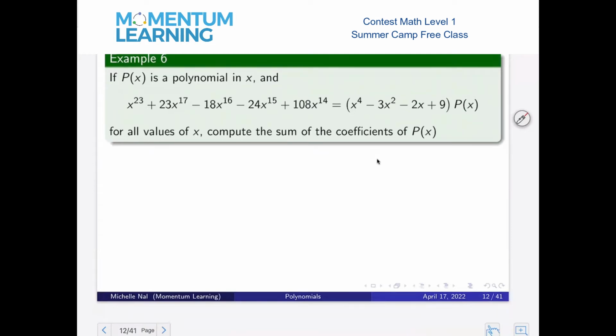Just for today, okay? So, for example 6, we are given that p of x is a polynomial. We are given this very ugly looking polynomial on the left-hand side, right? Like x to the 23, 23 times x to the 17. I mean, we can factor x to the 14, but still, this is not very nice to find the roots. So I have a question.